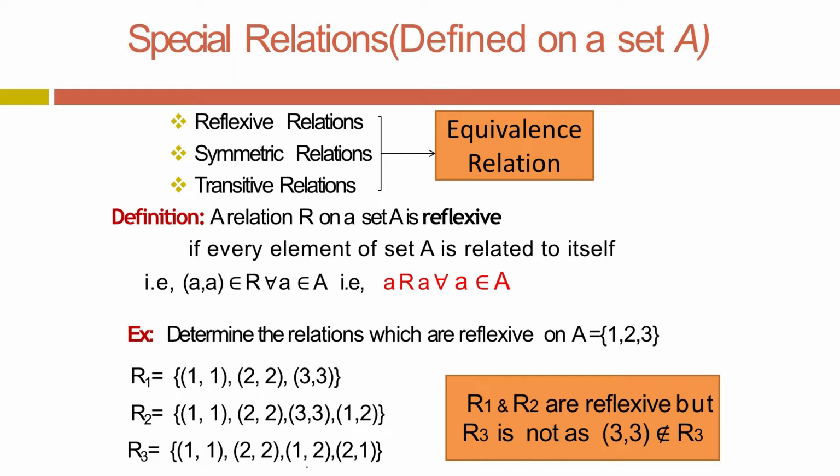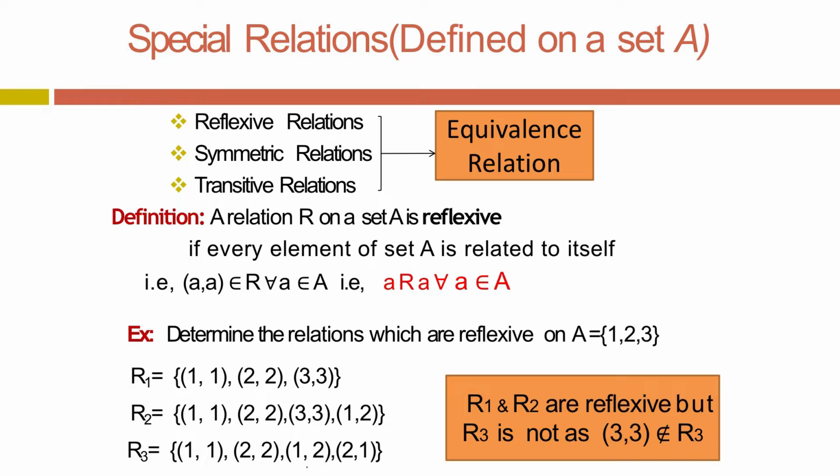What is a reflexive relation? A relation R on a set A is reflexive if every element of set A is related to itself. Every element means a should be related to a for all a belongs to A. That is, ordered pair (a, a) should belong to R for all a belongs to A. So, let us take some examples.